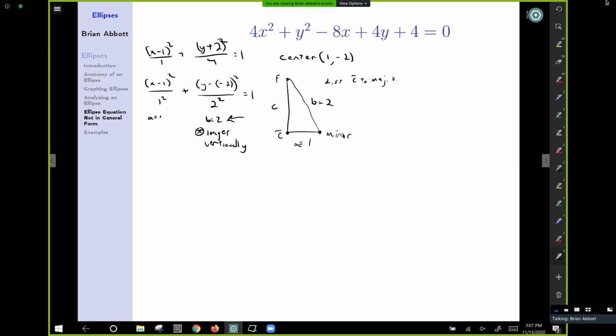Time to solve for C. C is equal to the square root of the hypotenuse squared, B is 2 squared, subtract away the leg squared, 1 squared. 2 squared minus 1 squared, 4 minus 1, gives me root 3. And root 3, who knows what root 3 is? I don't know, 1 point something. We'll worry about that later.